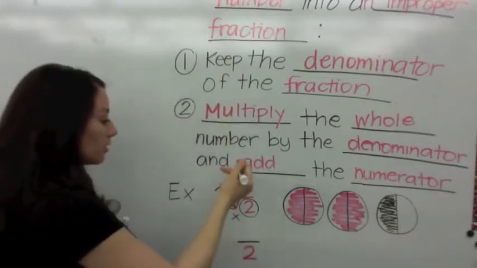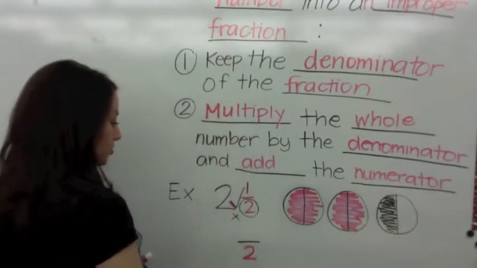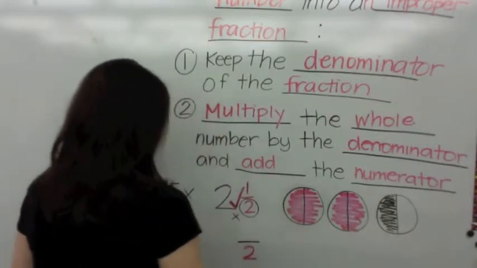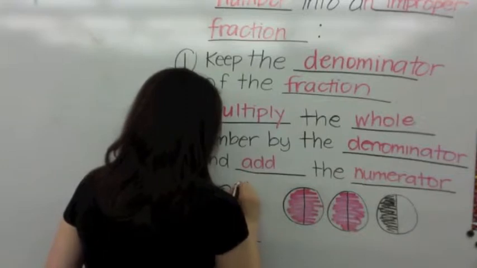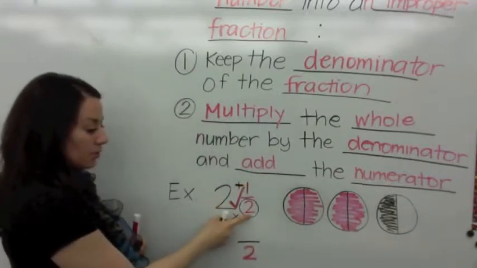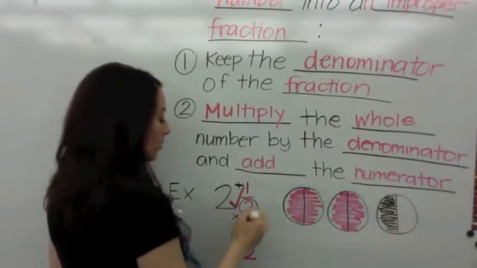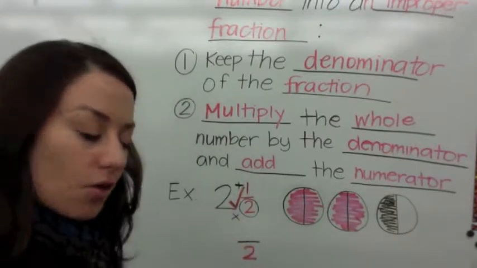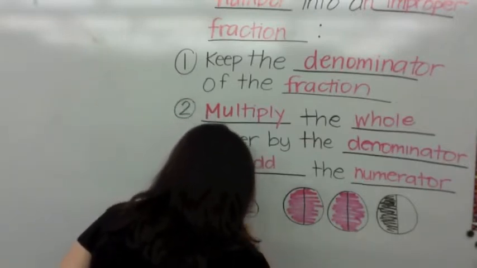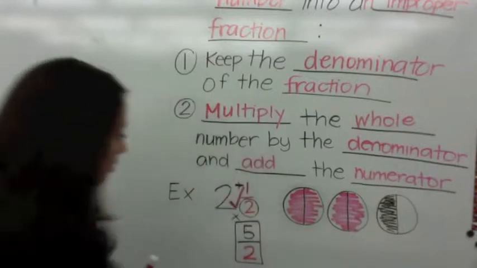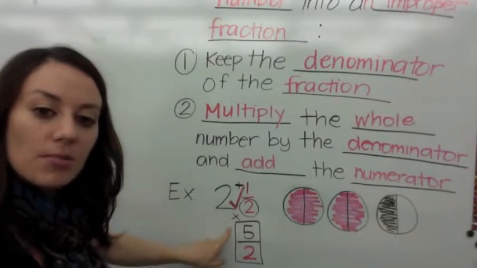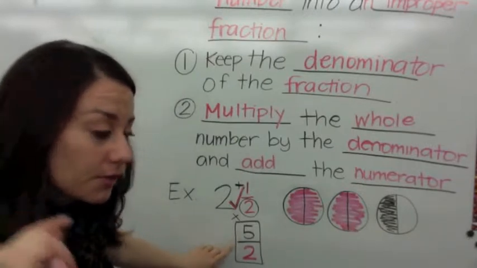You're saying 2 times 2. What is 2 times 2? 2 times 2 is 4. Then I want you to add 1. 2 times 2 plus 1. So multiply the whole number by the denominator, 2 times 2 is 4. Then add 1 more. What's 4 plus 1? 4 plus 1 is 5, right? Now, is this an improper fraction? 5 halves. Yes, because the top is bigger than the bottom.